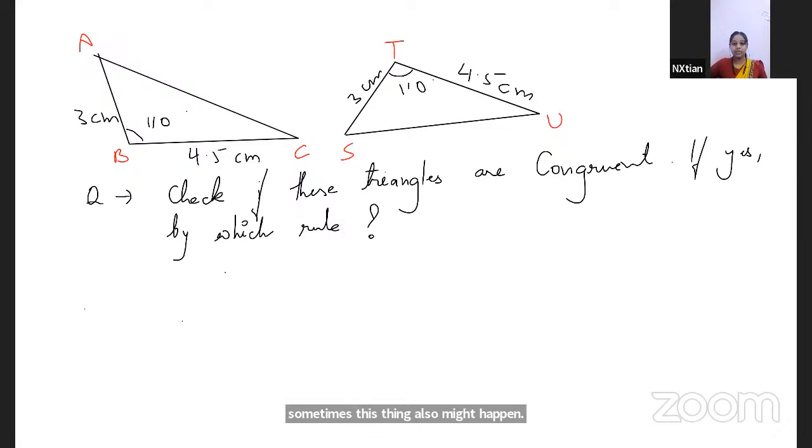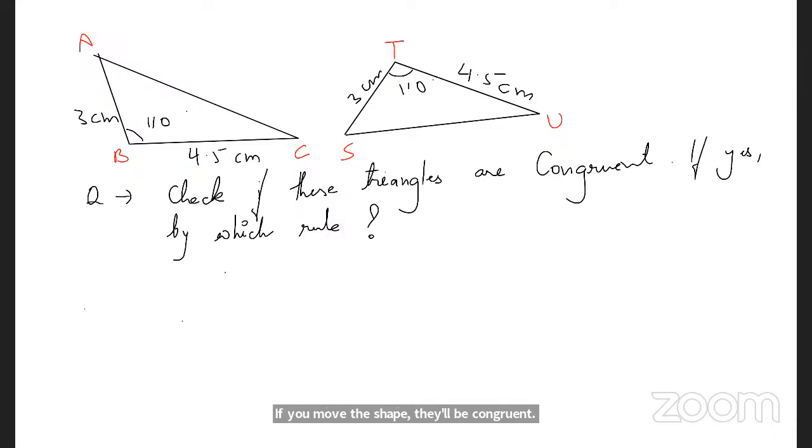You will see that this triangle shape is different, that triangle shape is different. So how come they are congruent? If you move the shape, they'll be congruent. So this is congruent. It will be congruent through the side angle side rule.